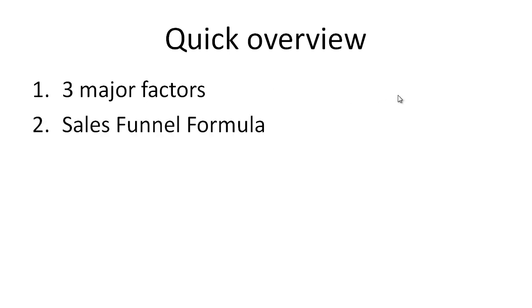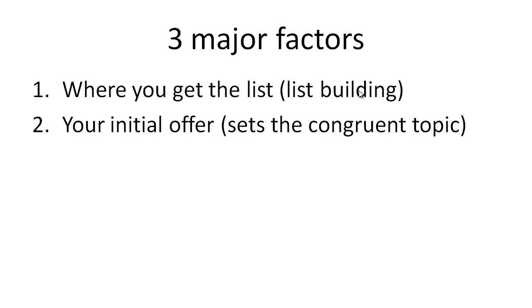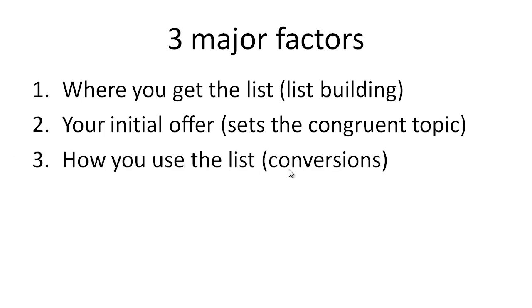to your business. So we're going to talk about the 3 major factors that affect the plan of attack, and then I'm going to give you a sales funnel formula that you can follow step by step. So the 3 major factors are where you get the lists or the list building process, your initial offer, which sets the congruent topic for years to come. For all the emails in the future, your initial offer is what sets the tone. And then, of course, how you use the list, which is conversions. So we build the list, we set the tone, and then we convert.